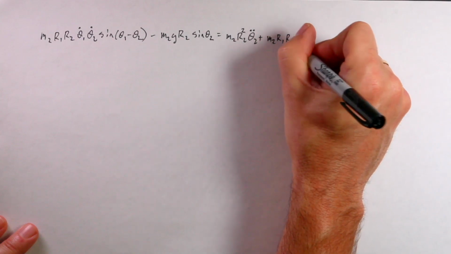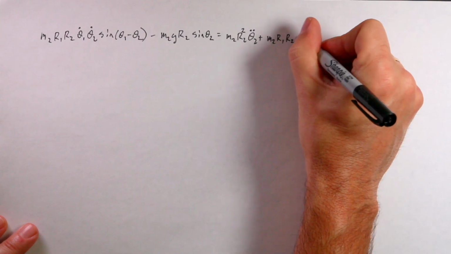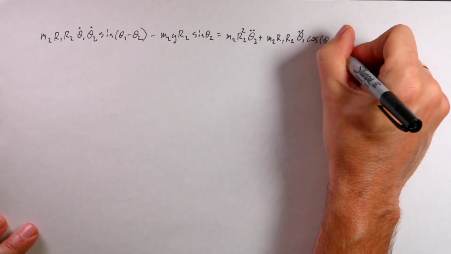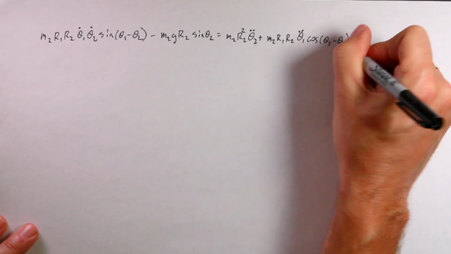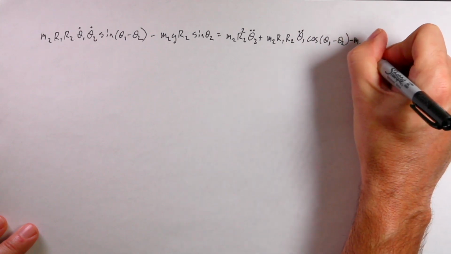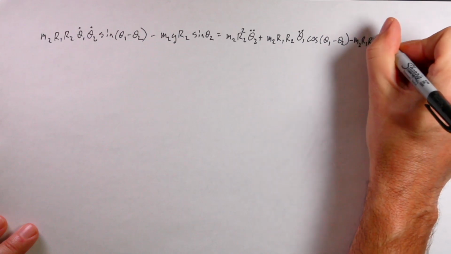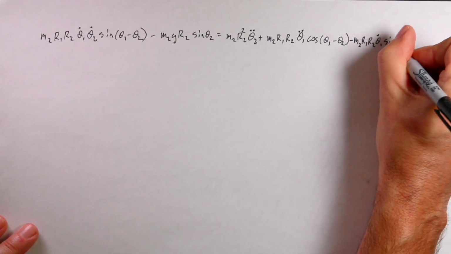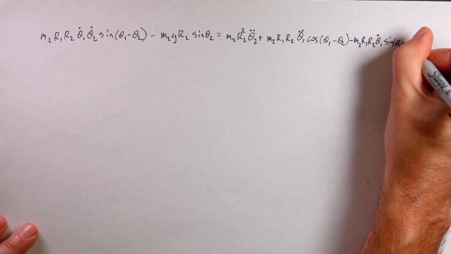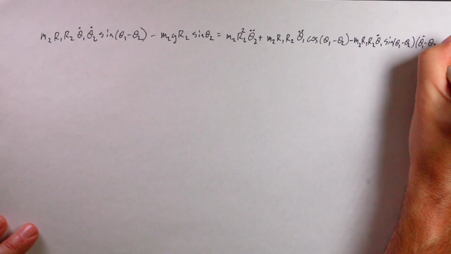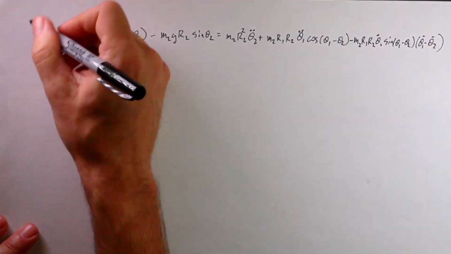R2 theta 1 double dot cosine theta 1 minus theta 2 minus M2 R1 R2 theta 1 dot sine theta 1 minus theta 2 times theta 1 dot minus theta 2 dot. Done. Putting a box around it.